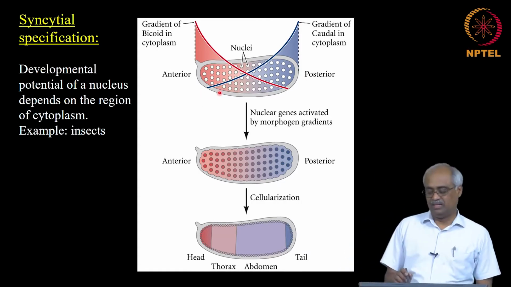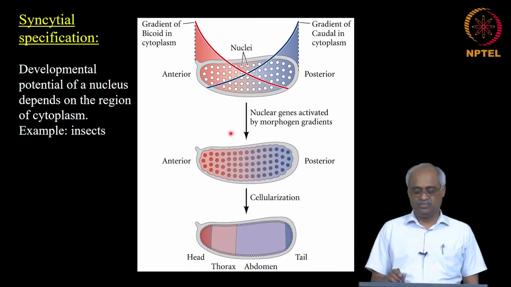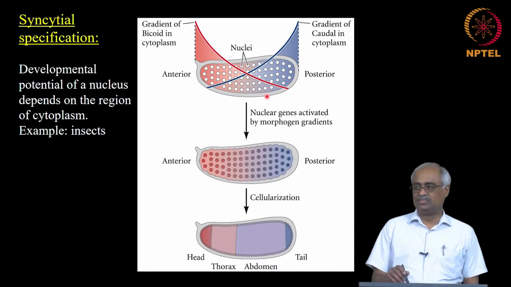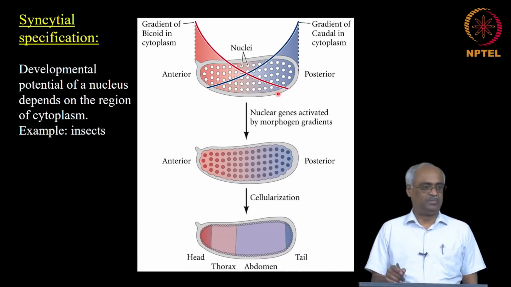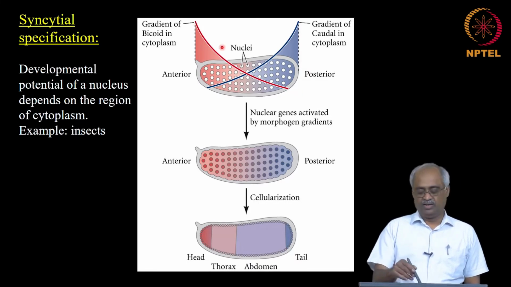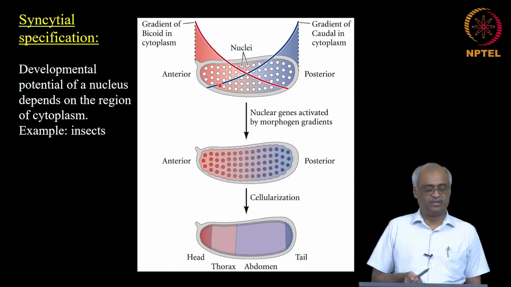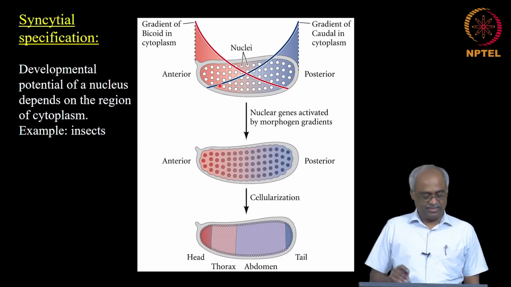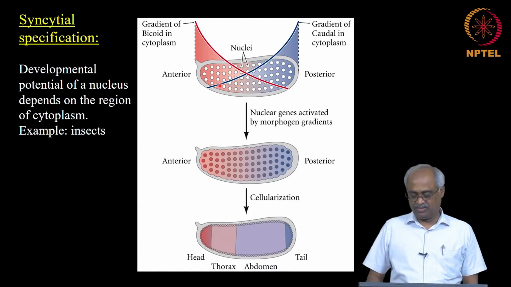And there we talked about specification being based on where a given nucleus is located, and why that matters is because you have a concentration gradient set up there, right. So you have some components more concentrated in the anterior, and then it slowly decreases as you move towards the posterior, and vice versa for some other components. This concentration gradient is going to be the topic today.